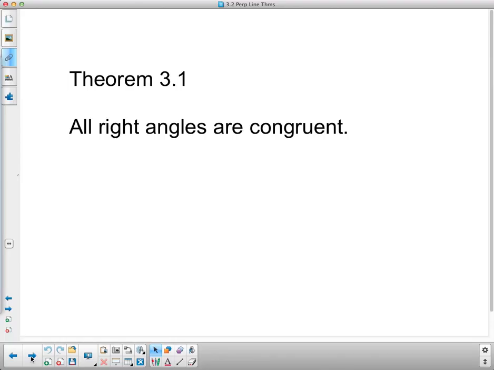All right, theorem 3-1. I guess it was discussed already. We dropped it. Theorem 3-1. All right angles are congruent. That is what it is. All right angles are congruent. Okay. Theorems are statements that can be proven.